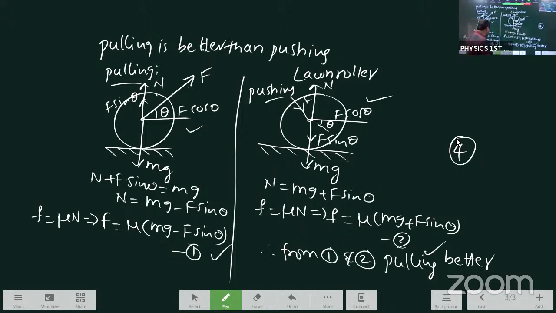This is the 3-star question from laws of motion. Okay, now we'll discuss the next question. Method of decreasing friction.